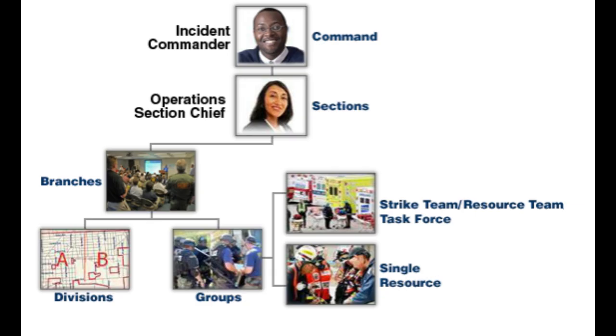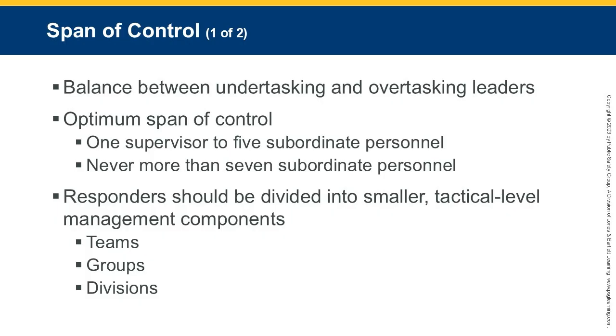To make things manageable, break responders into smaller tactical level components. Teams: the smallest functional unit. Groups: multiple teams with shared mission or location. Divisions: larger areas or sectors managed by a single supervisor. Keeping teams small and focused ensures clear communication, faster decisions, and safer operations.